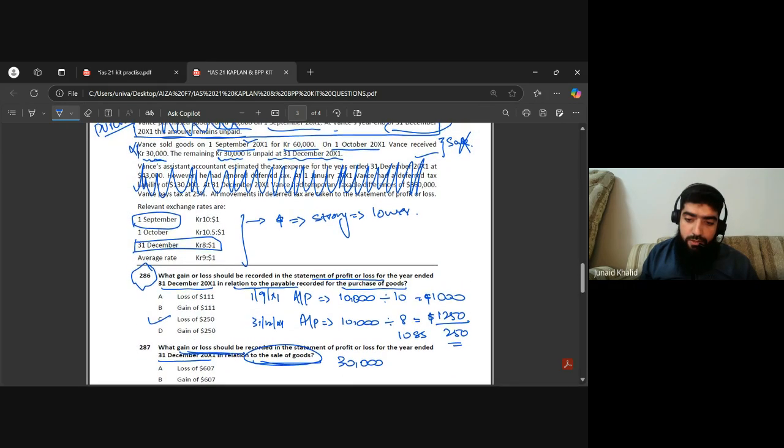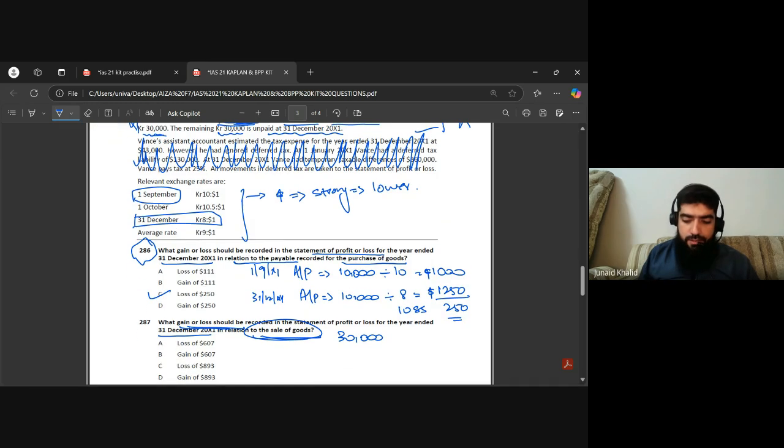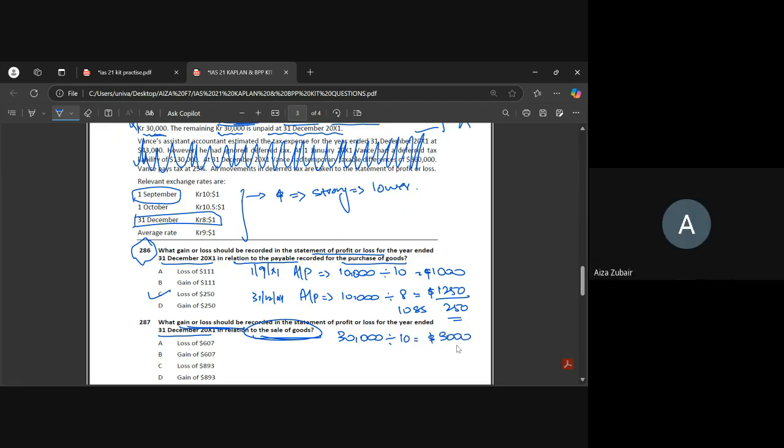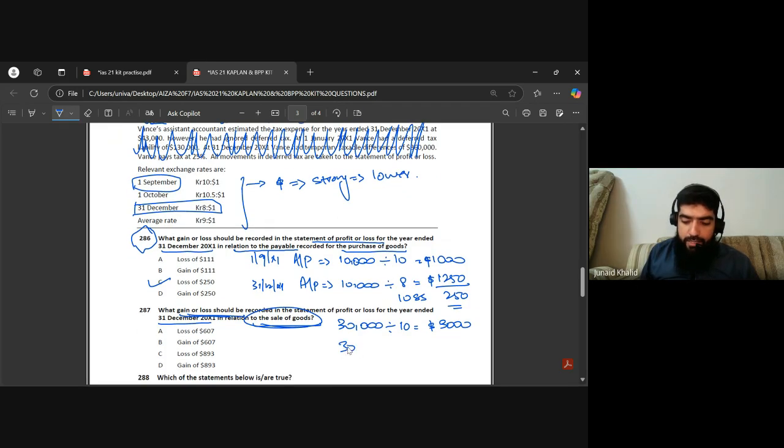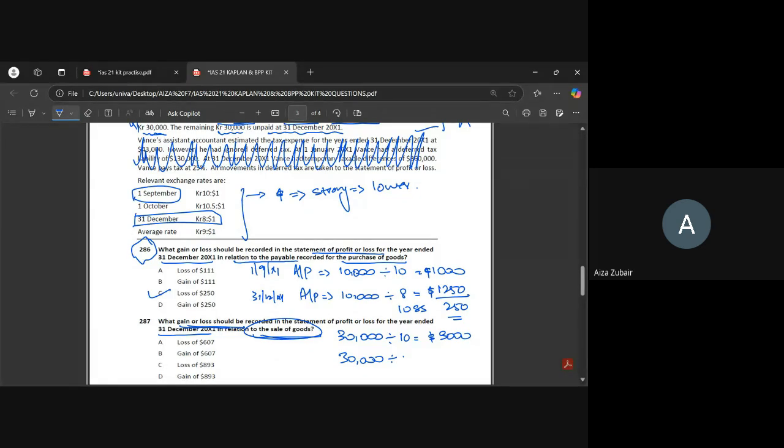First, the transaction arose on 1st October, right? No, no. It's on 1st September. We sold goods on 1st September. So the 30,000 was recorded at $3,000. Yes. And at the end of the reporting date, the outstanding amount of 30,000 will be retranslated at what rate? 10.5. Why 10.5? Because that was the date that it was left outstanding.